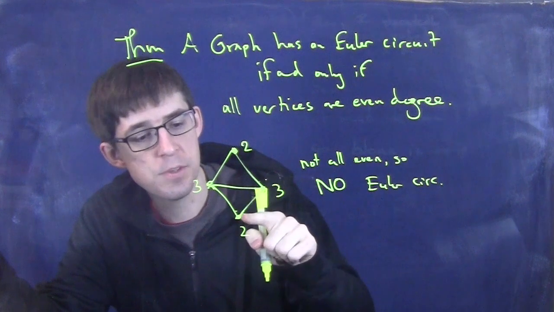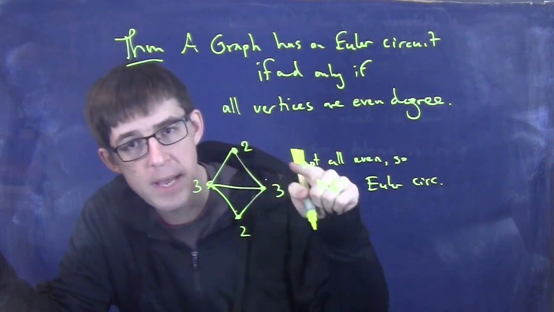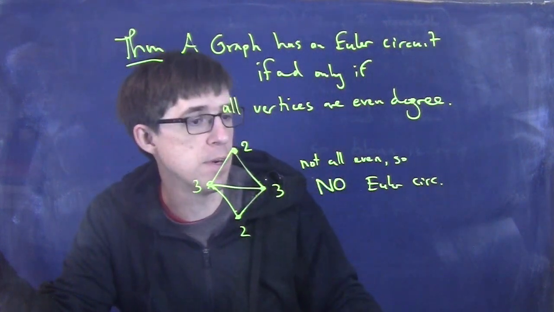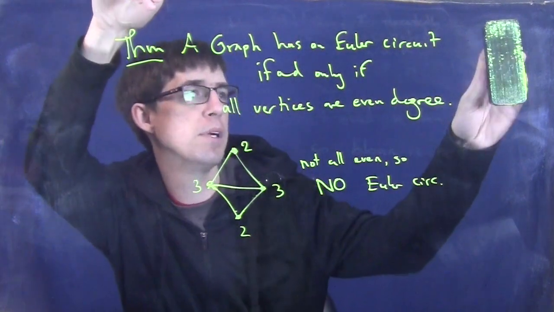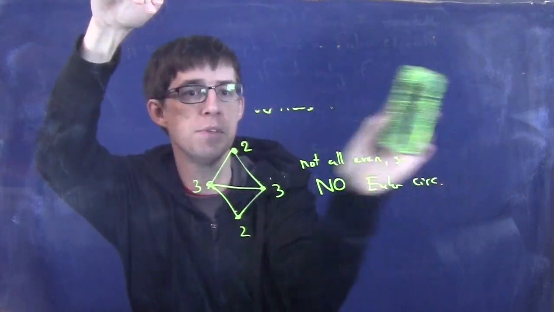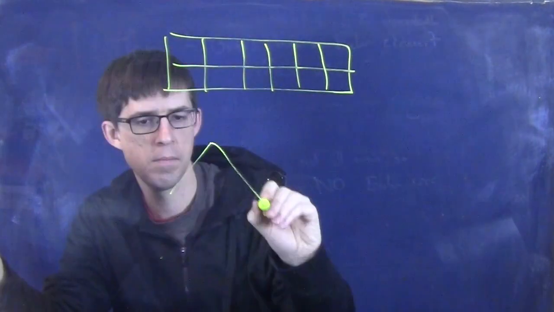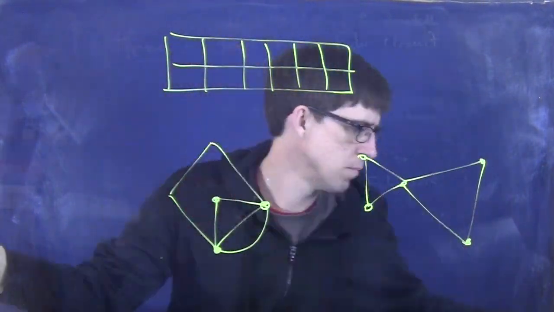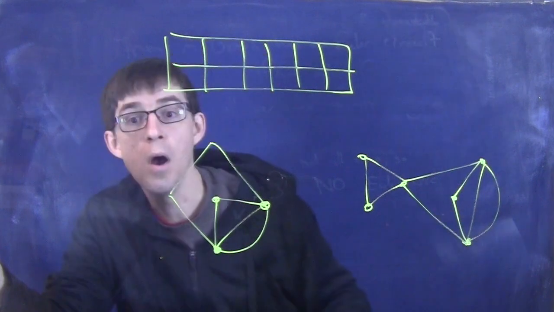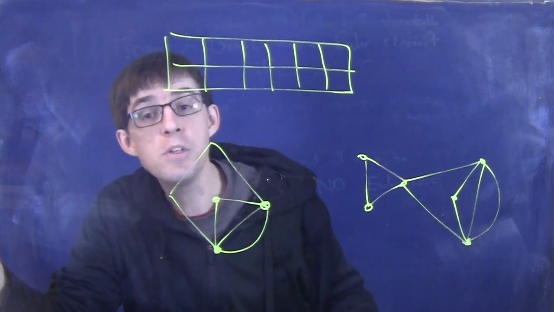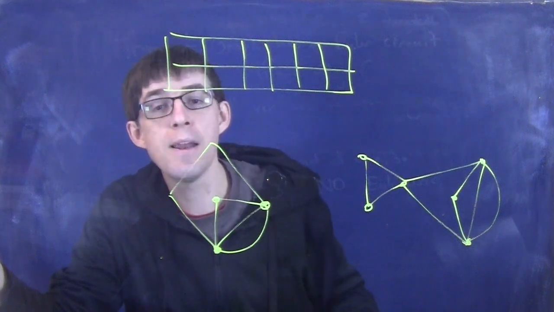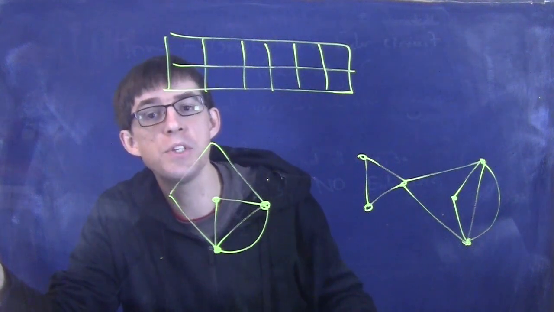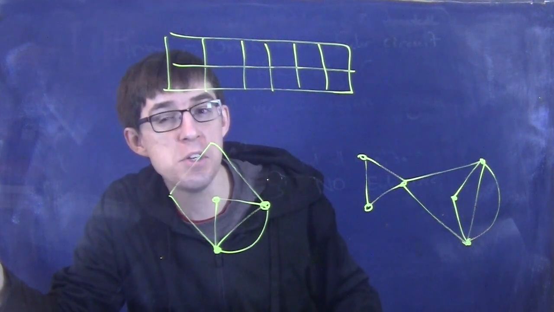It's not possible to start somewhere, hit every edge exactly once, and end up where you started. All right, that's all there is to it. I'm just going to throw up a bunch of simple examples. All right, here's 3 graphs. Let's just say for each one, does it have an Euler circuit or not? You got to look at the degrees. The question in your mind should be, are all the degrees even?